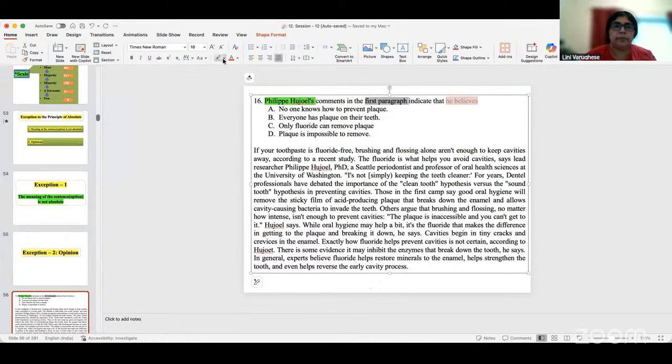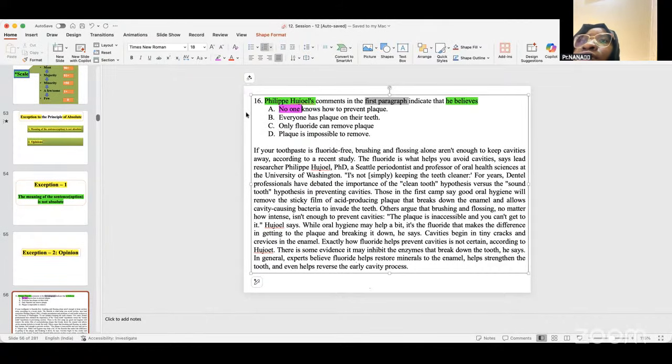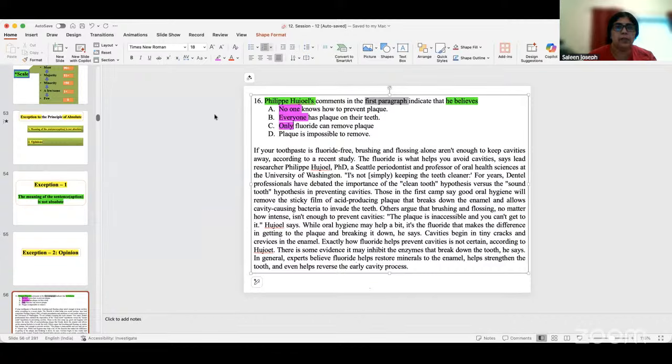He can believe anything. That need not be medical fact, right? Now, option A, no one knows how to prevent plaque. No one is absolute. Everyone has plaque on their teeth. Everyone is also absolute. Only fluoride can remove plaque. Only is absolute. Plaque is impossible to remove. Impossible is absolute.